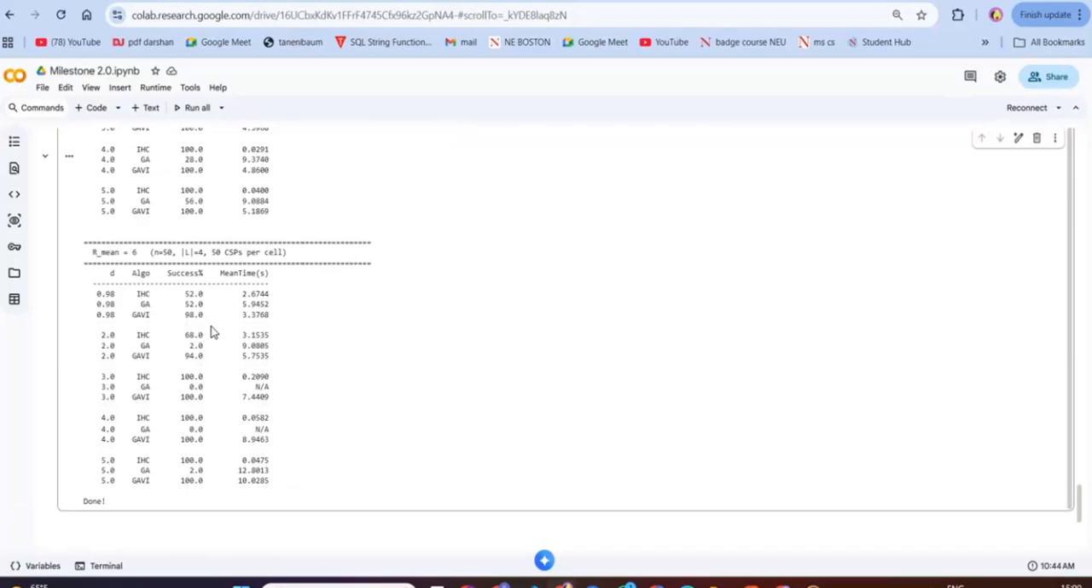Also at R mean equals 6, which is the toughest regime, look at the GA row. It is 52%, 2%, 0%, 0%, 0%. The GA is essentially useless here. The iterative hill climbing is 52% at D equals 0.98 and 68% at D equals 2, but GAVI is 98%, 94%, 100%, 100%, and 100%. It is the only solver that functions across the whole grid.